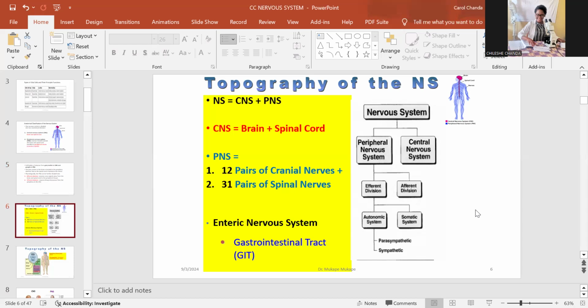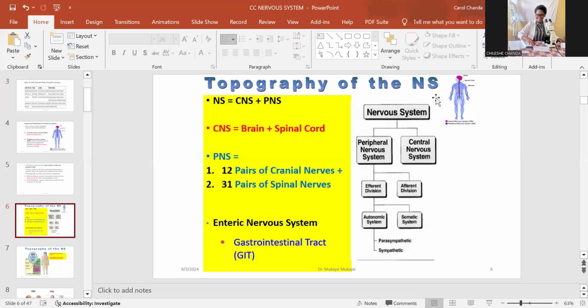Okay? And then there is another system that some books will refer to as part of the peripheral nervous system, but other books will specify and say it is a nervous system on its own. This is known as the enteric nervous system, which is the nervous system of the gastrointestinal tract. So these are the divisions of the nervous system.